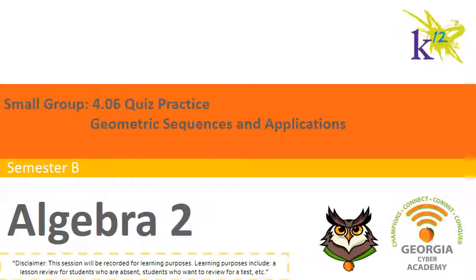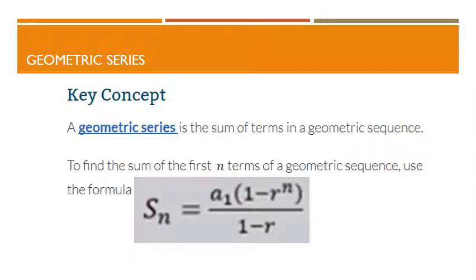And in this recording, we're going to look at lesson 4.06, geometric sequences and applications. In this lesson, the key concept for a geometric series is when you're finding the sum of the terms of the geometric sequence. To find the sum, you're going to use this formula right here, where the sum of the geometric sequence is a capital S, just like in arithmetic, and you have the first term, a sub 1.